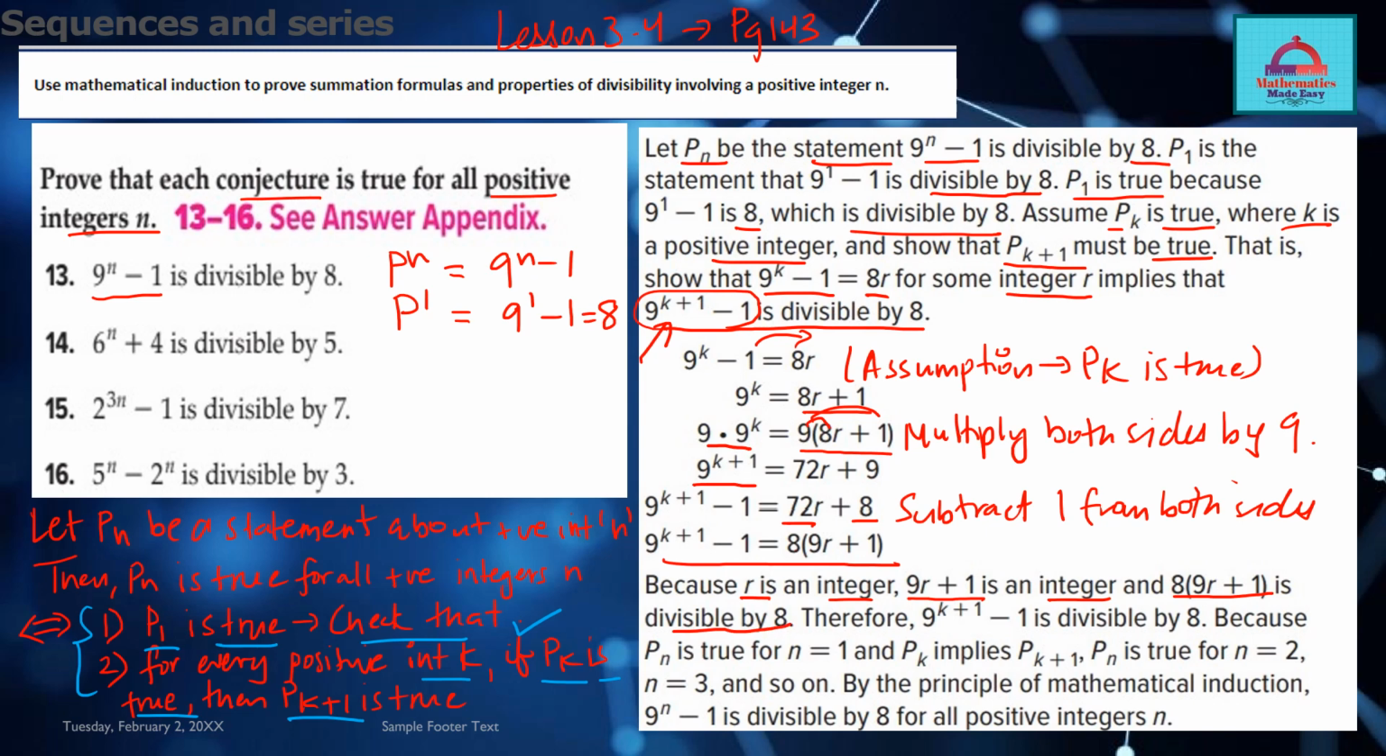This thing is divisible by 8. Therefore, we can say the left side is also divisible by 8. That means 9^(k+1) minus 1 is divisible by 8, and because Pn is now true for n equal to 1 and Pk implies Pk plus 1, therefore by the principle of mathematical induction we are very confident that 9^n minus 1 is also divisible by 8 for all positive integers. So we used these steps of the principle of mathematical induction and a little bit of algebra to prove the divisibility. So that's how you do the question.